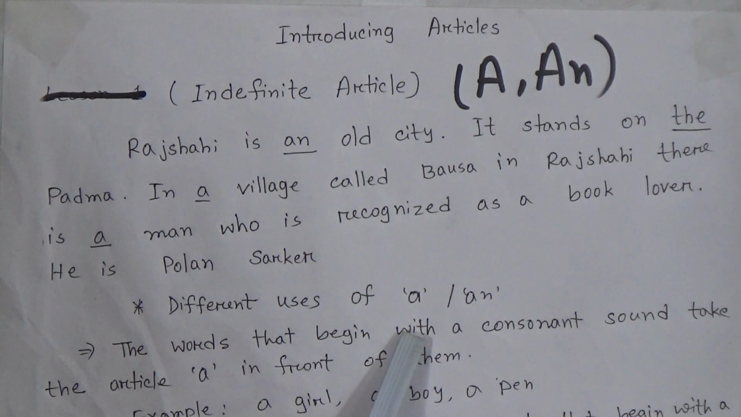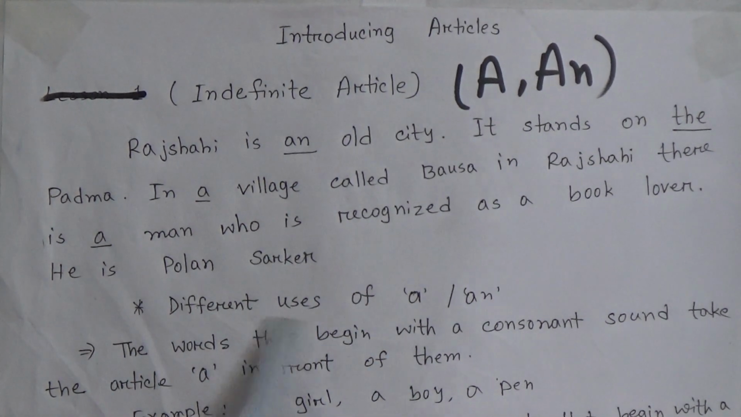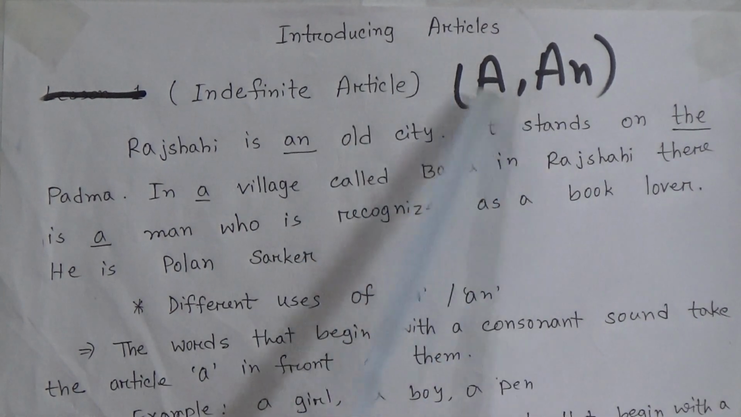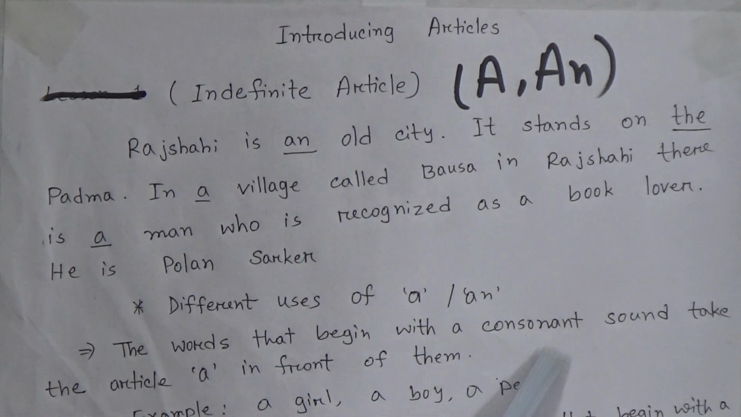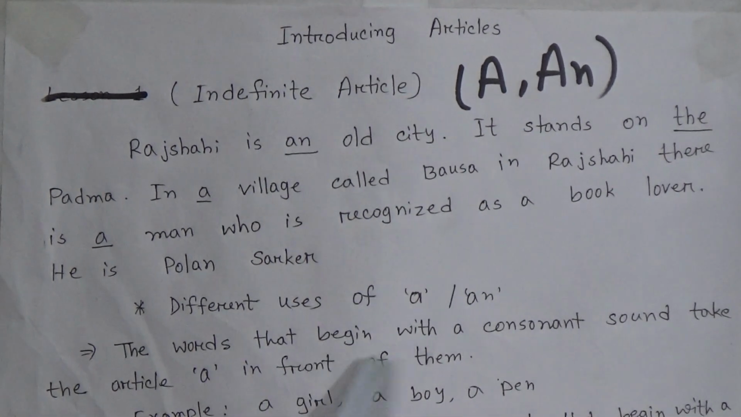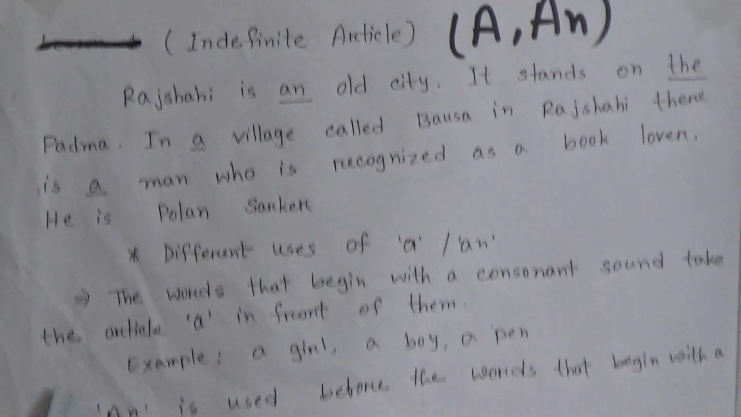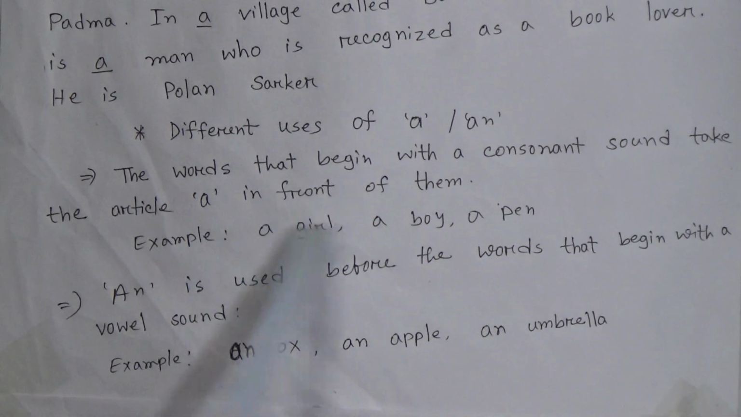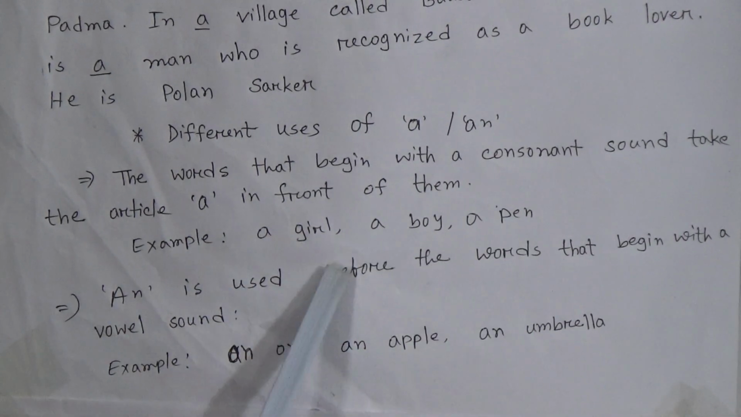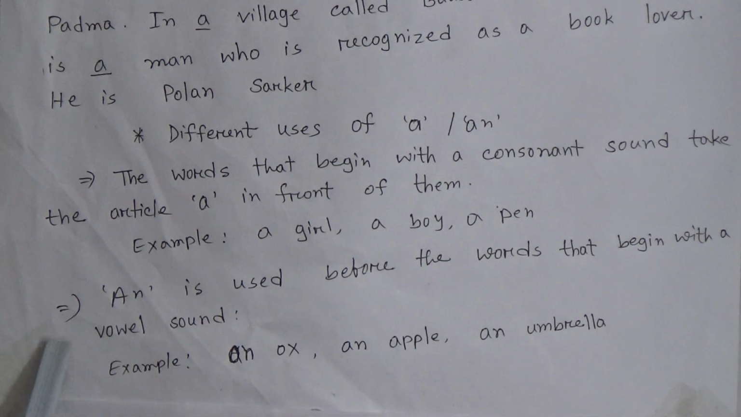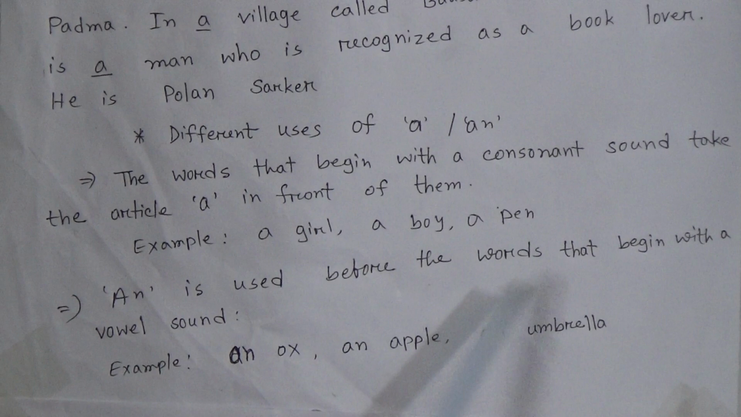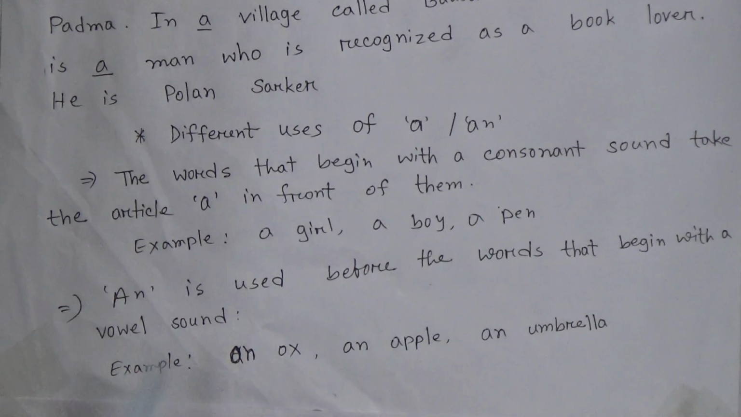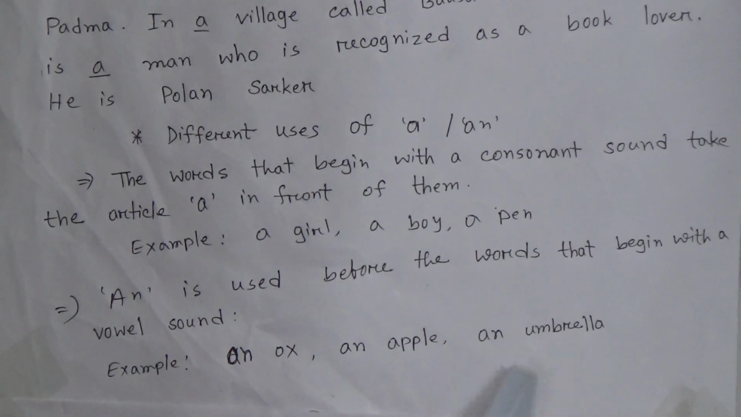Now I am going to discuss these two types of article, A and AN. Look here, different uses of A and AN. The words that begin with a consonant sound take the article A in front of them. Example, a girl, a boy, a pen. And AN is used before the words that begin with a vowel sound. For example, an ox, an apple, an umbrella.